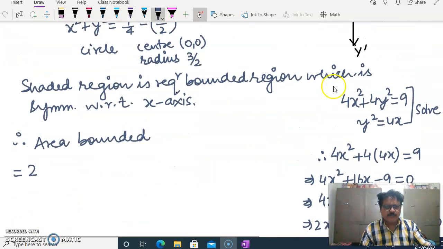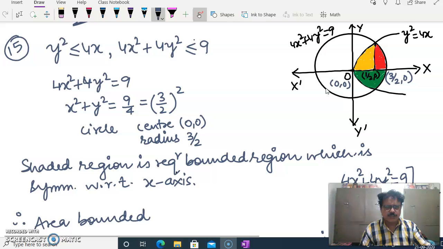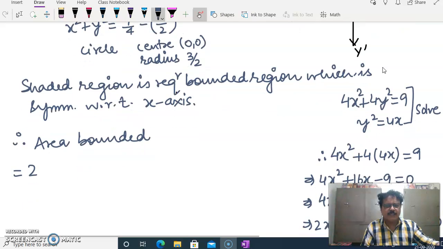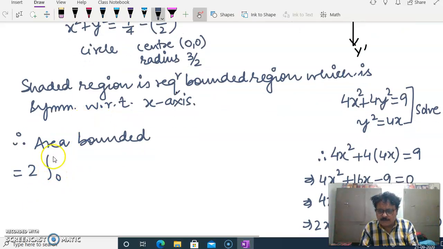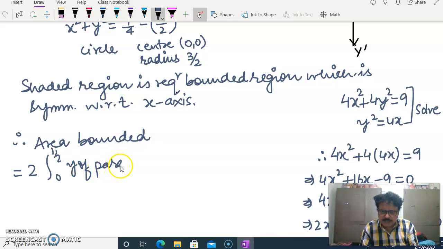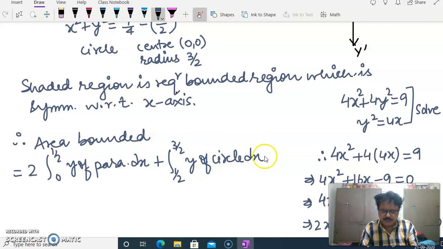So the area bounded can be written as 2 times 0 to 1 by 2. 0 से लेके हाफ तक जो पैराबोला ने बाउंड किया है वो वाला एरिया, और हाफ से लेके 3 by 2 तक जो सर्कल ने बाउंड किया है वो वाला एरिया. सो 0 to half y of parabola dx प्लस 1 by 2 से लेके 3 by 2 तक y of circle dx. ओके, और ये 2 से मल्टीप्लाइड है तो हम इसको 2 से मल्टीप्लाई कर देंगे.